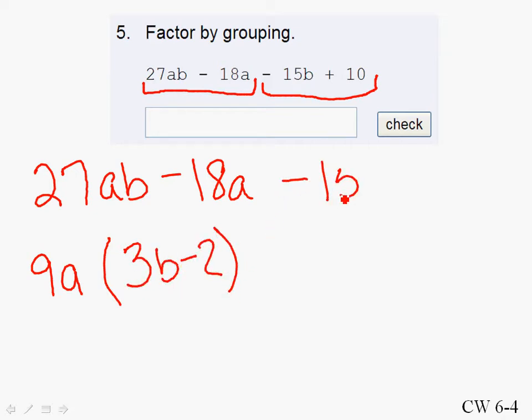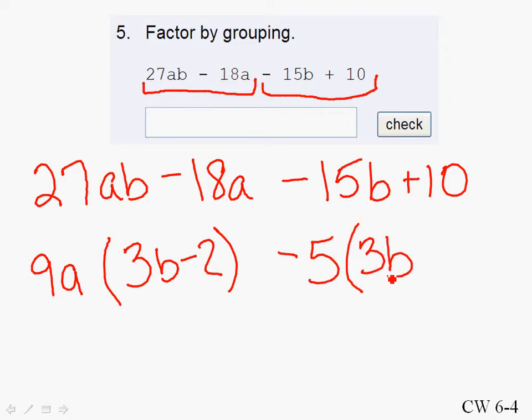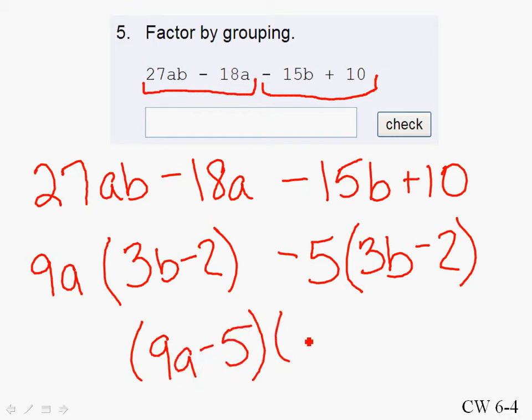For negative 15b plus 10, the greatest common factor is negative 5. If I divide negative 5 into negative 15b, I get 3b. Negative 5 into positive 10 is negative 2. So my factors are 9a minus 5 and 3b minus 2.